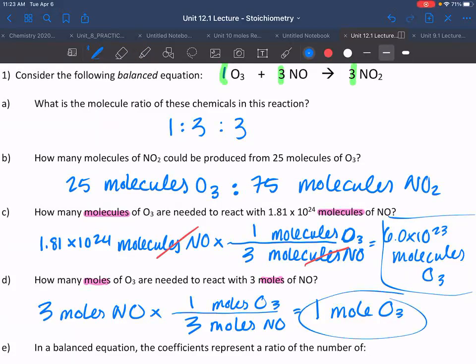Any questions about where I'm pulling these numbers from, or how are we feeling about molar ratios? Not so bad? Thanks for some indication, Charlie. I appreciate it. Yeah, okay, good.